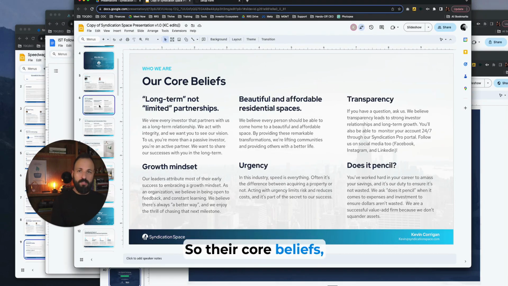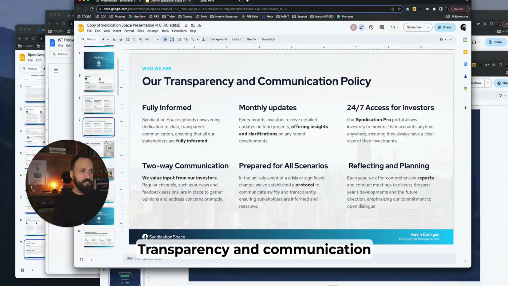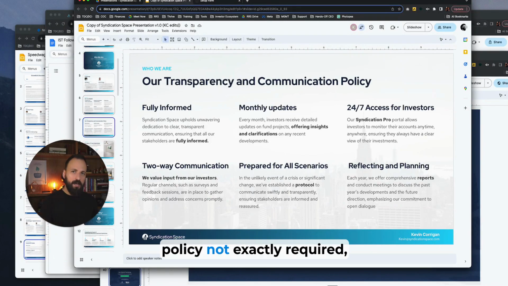So their core beliefs, this is sort of like, well, let's double check our gut here. Is this going to be somebody I can trust with my money? So this is them saying, hey, beyond the faces, beyond our resume, our personality, what are we really all about? Transparency and communication policy, not exactly required, but again, it just says, hey, this is what to expect when you invest with us.